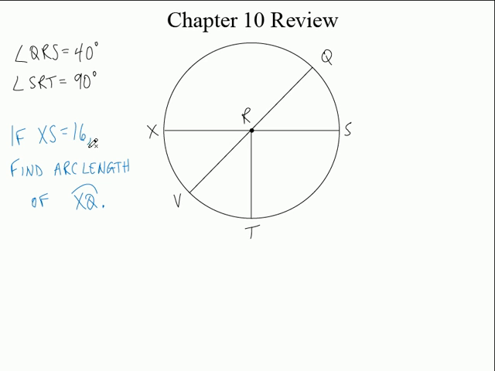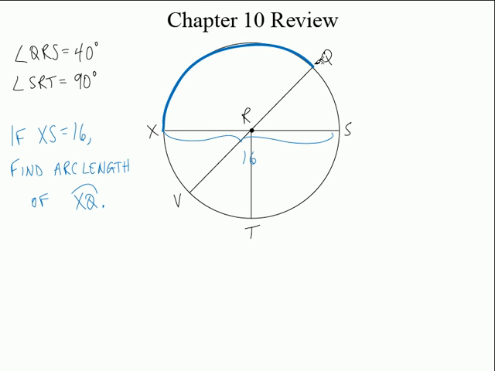Alright, this is the same information. I erased a bunch of stuff. I probably need to put it back in there. But it says if XS, that's a line segment, the length of a line segment XS, so that means the diameter, basically, is 16, right? So the whole thing from here to here is 16. That's the diameter. Find the arc length of XQ. So XQ would be this arc right here.